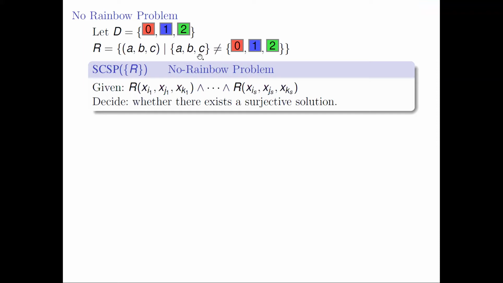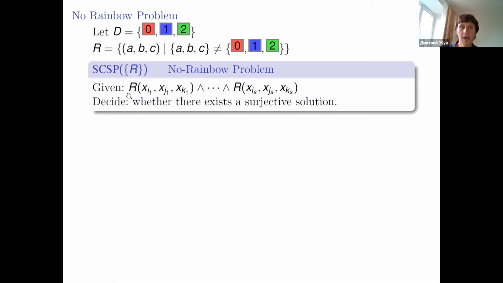So you ask for a coloring where all colors are used, but not at the specific triples. You have some triples where you should not use all 3 colors. Yes, you should use them somewhere else. A rainbow is a triple which has all 3 colors. So surjective CSP over R, I just repeat the definition of the surjective CSP here. You get a conjunction of this R over some variables. We can repeat variables and so on. And I'm asking whether we have a surjective solution. So we need to use every color, but we are not allowed to use all 3 colors in one constraint.